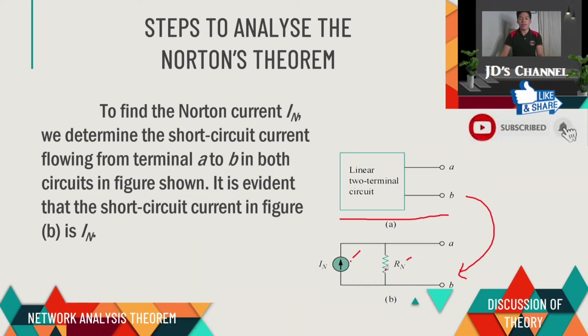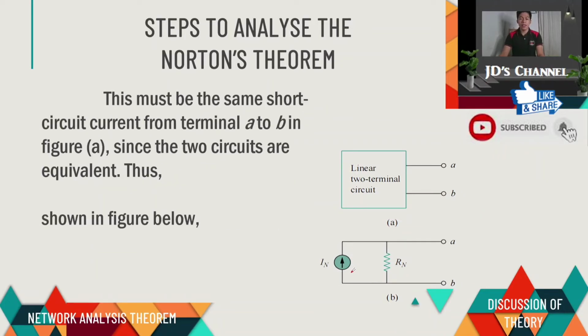It is evident that the short circuit current in figure B is our IN. So that is what we will get, our short circuit current. This must be the same short circuit current at our terminal AB. As you can notice, class, in our original circuit, we have a terminal AB there.